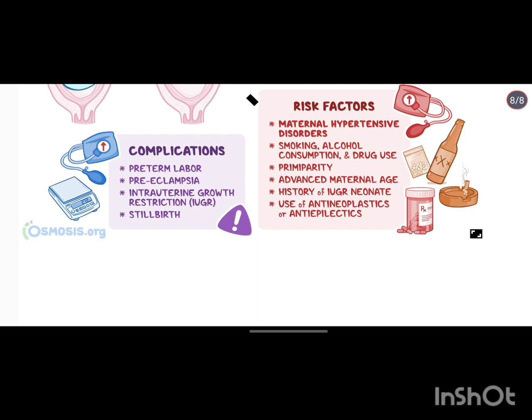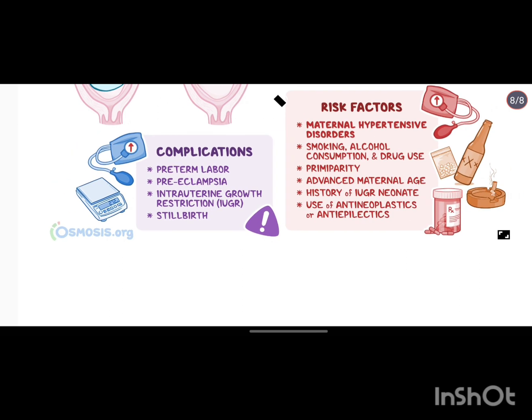And because of this type of problems in placenta, it is ultimately going to result in certain complications like preterm labor because of the detachment of the placenta from the uterine wall, preeclampsia, where the mother is going to suffer from variations in the blood pressure, and intrauterine growth restriction of the baby.